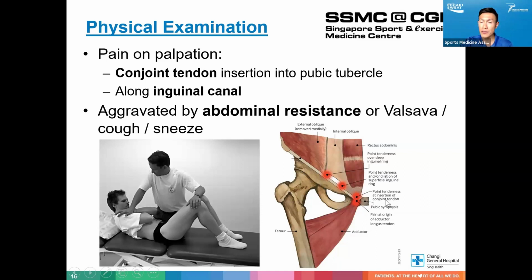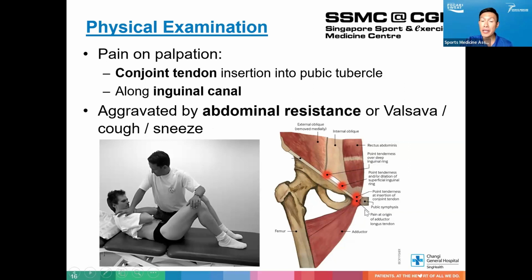So we look for a point of tenderness at the conjoint tendon, and along the inguinal canal, because sometimes in cases of an occult hernia, or a not very obvious hernia, there may be dilatation of the inguinal rings, whether it's the deep inguinal ring or the superficial inguinal ring. So we have to palpate along the inguinal canal. The surface marking is from the ASIS, or anterior superior iliac spine, all the way down to the pubic symphysis. So we palpate all this down over here.